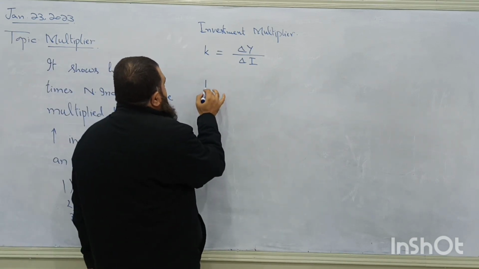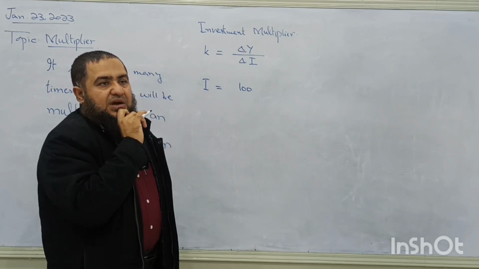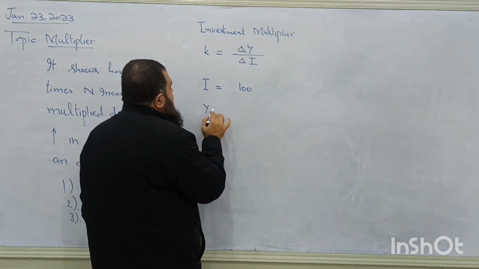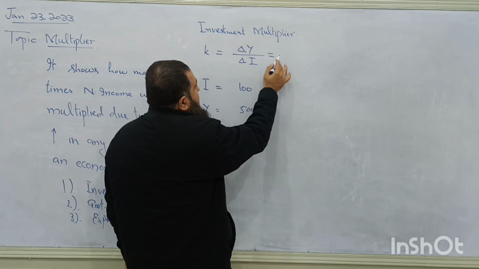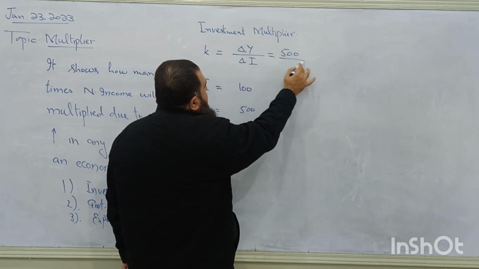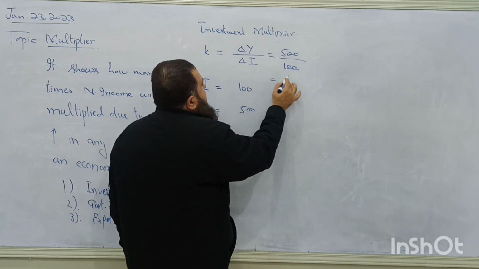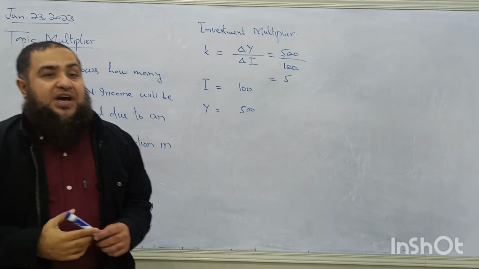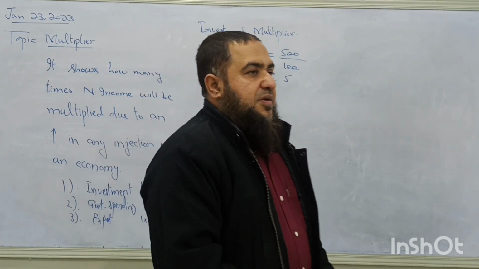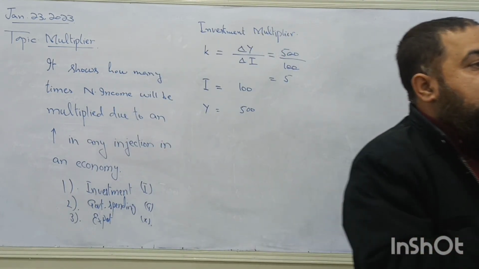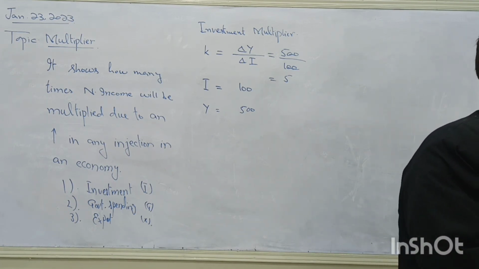Okay. For example, investment is 100 million. How much is the investment? 100 million. But increase in income is 500. So if we put these values, national income has increased by 500 and investment has changed by 100. How many times national income has been multiplied? That is 5 times. If there is investment of 100 million in an economy, national income will increase by 500 million. So 5 times national income will be multiplied due to the investment.